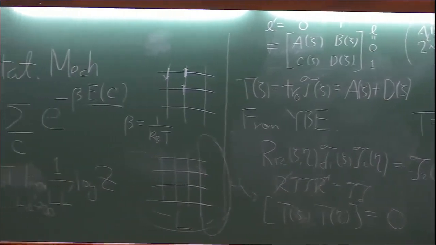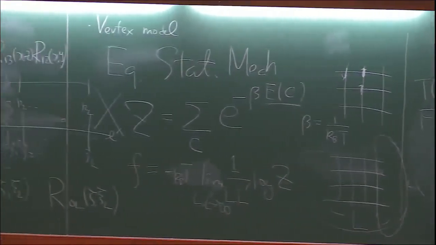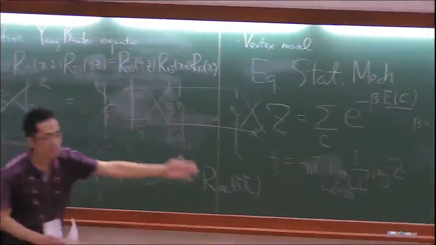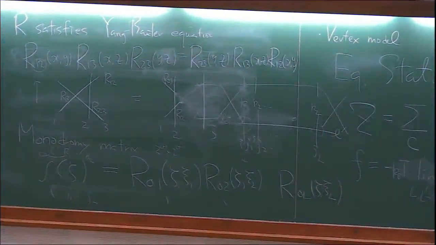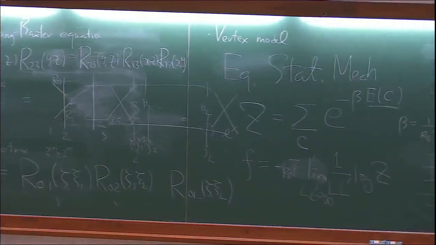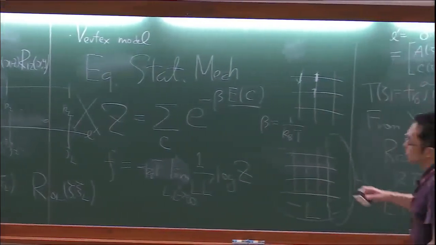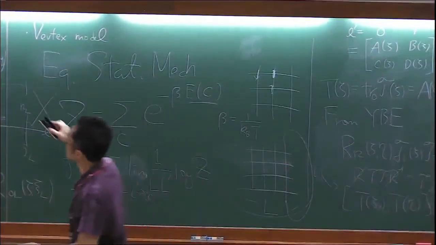Once we can find a vertex model which satisfies this Yang-Baxter equation, then by this standard machinery, one can find transfer matrices which commute for different values. And from here, one can find commuting operators very, very easily.